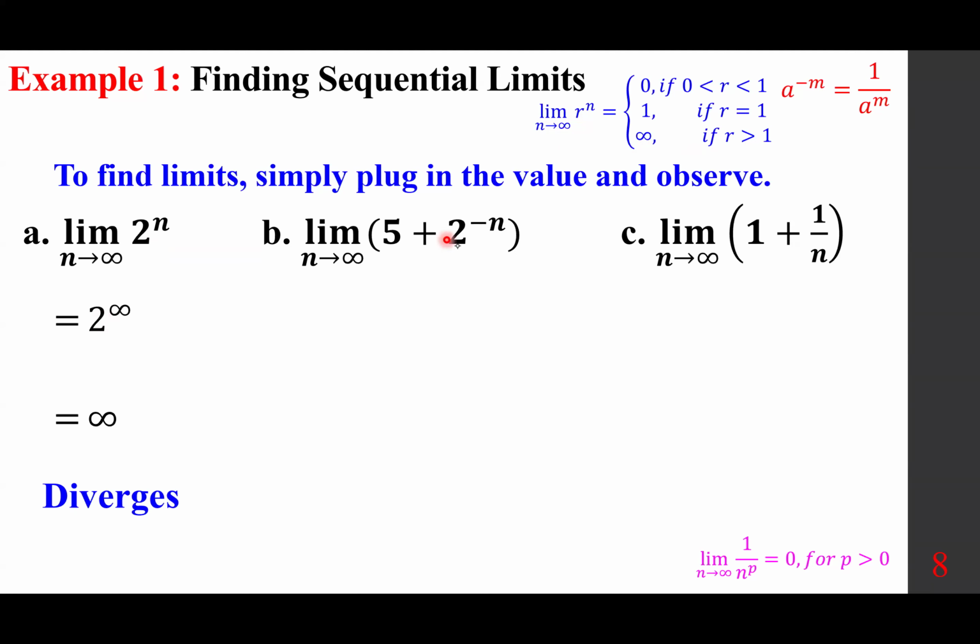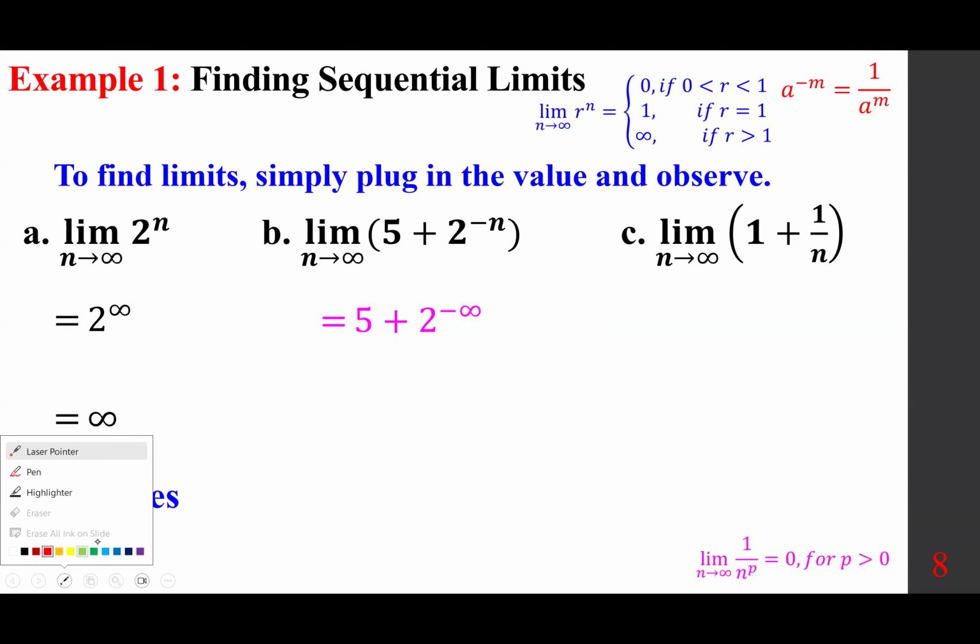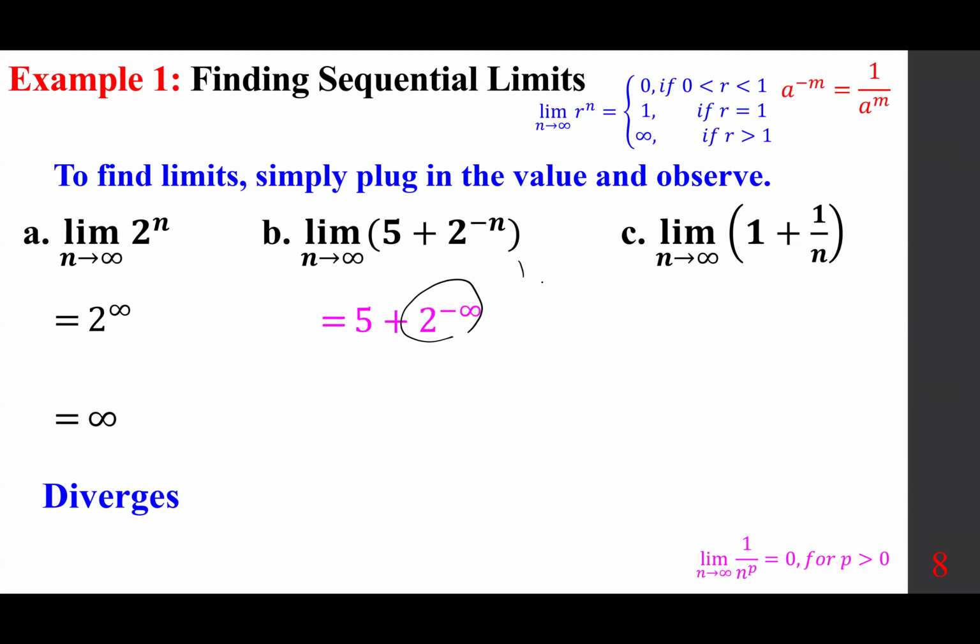Same thing here, plug in. When we plug in, we're going to remind everybody a to the power of minus m is 1 over a to the power of m, which means this part is 1 over 2 to the power of infinity, or 1 over infinity, or 0. So the answer is 5, and it converges.